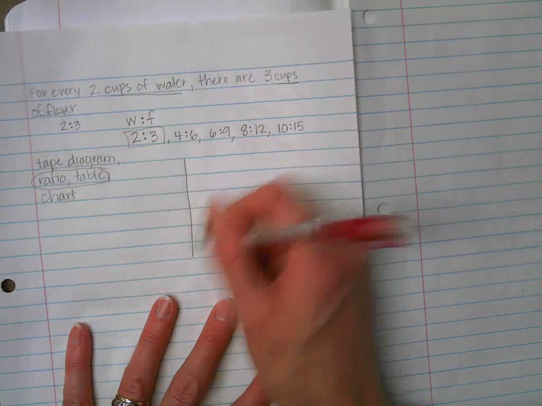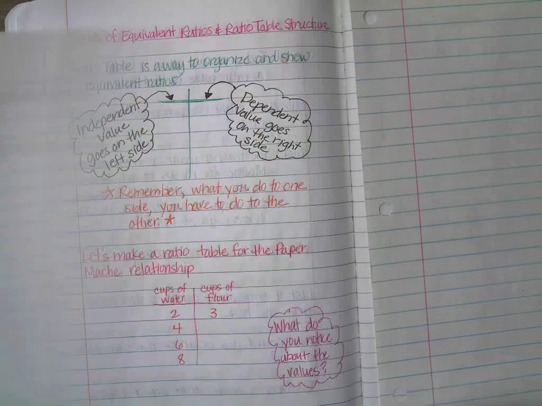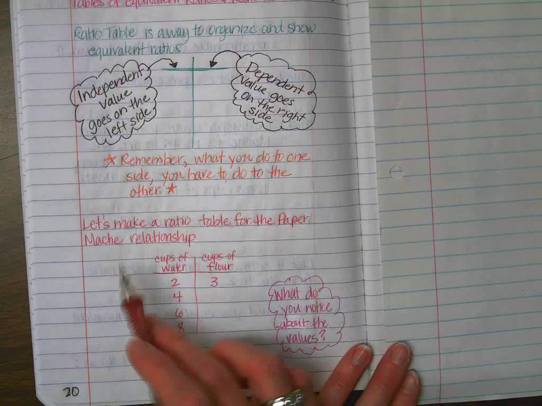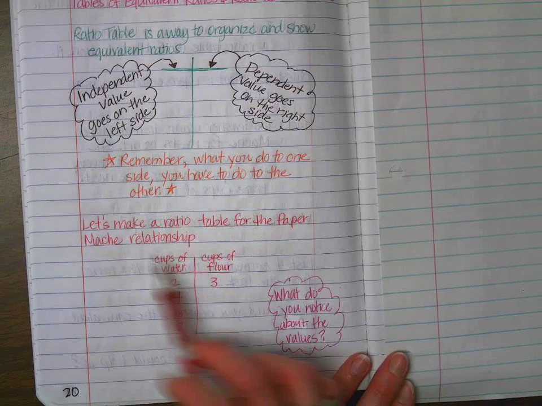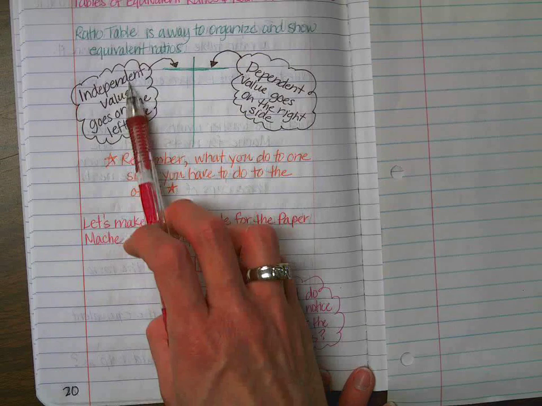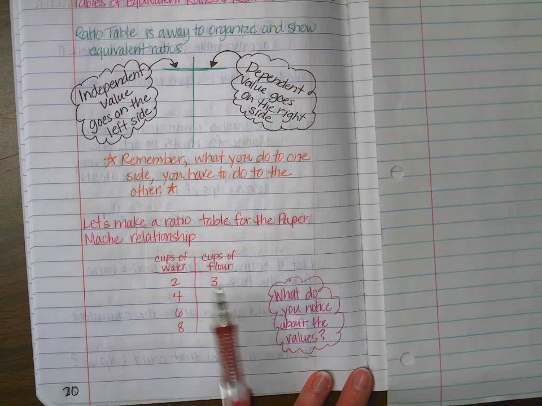So we're going to draw a table right here, and we're going to see what happens. Let me make sure that I did. Oh, I did do it down here. Okay, so we're going to make a table. Actually, it's already made for me. Sorry. So it says, let's make a table for the papier-mâché relationship. So we know cups of water, we decided, was the independent because water always exists.